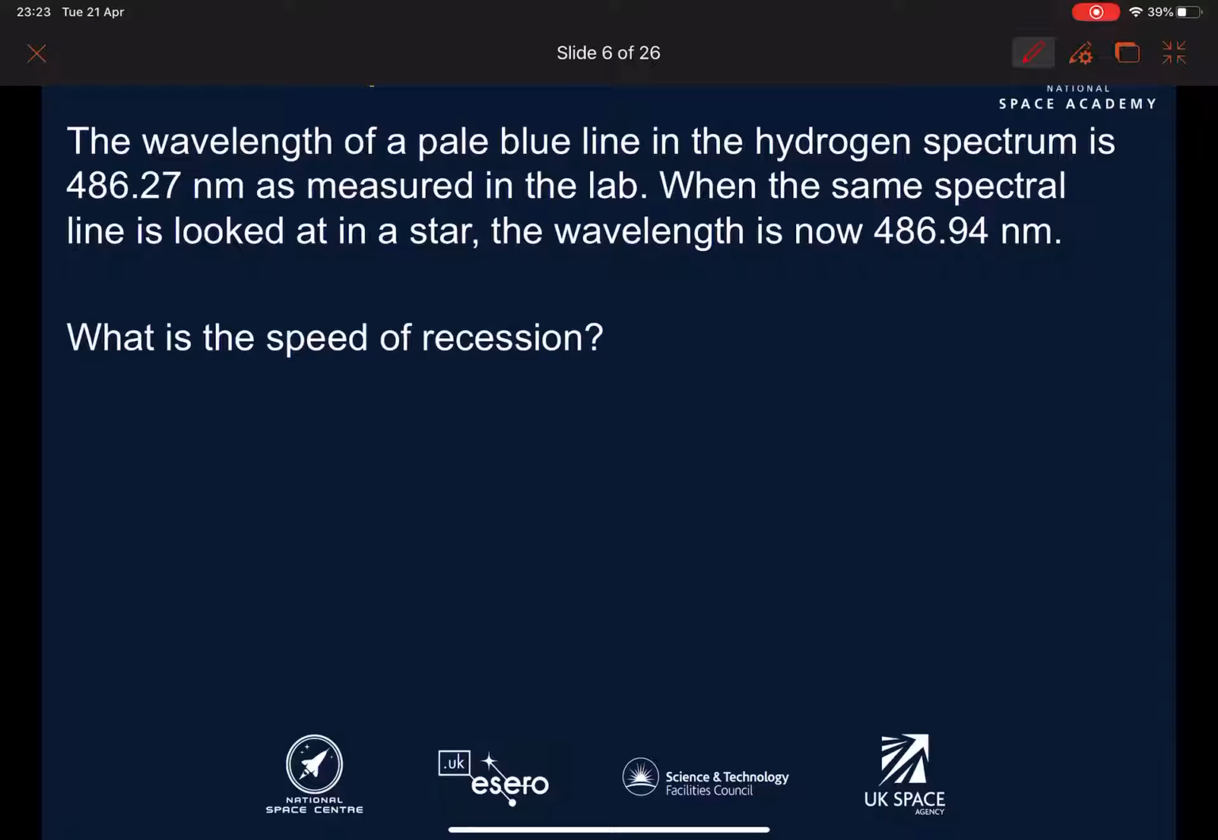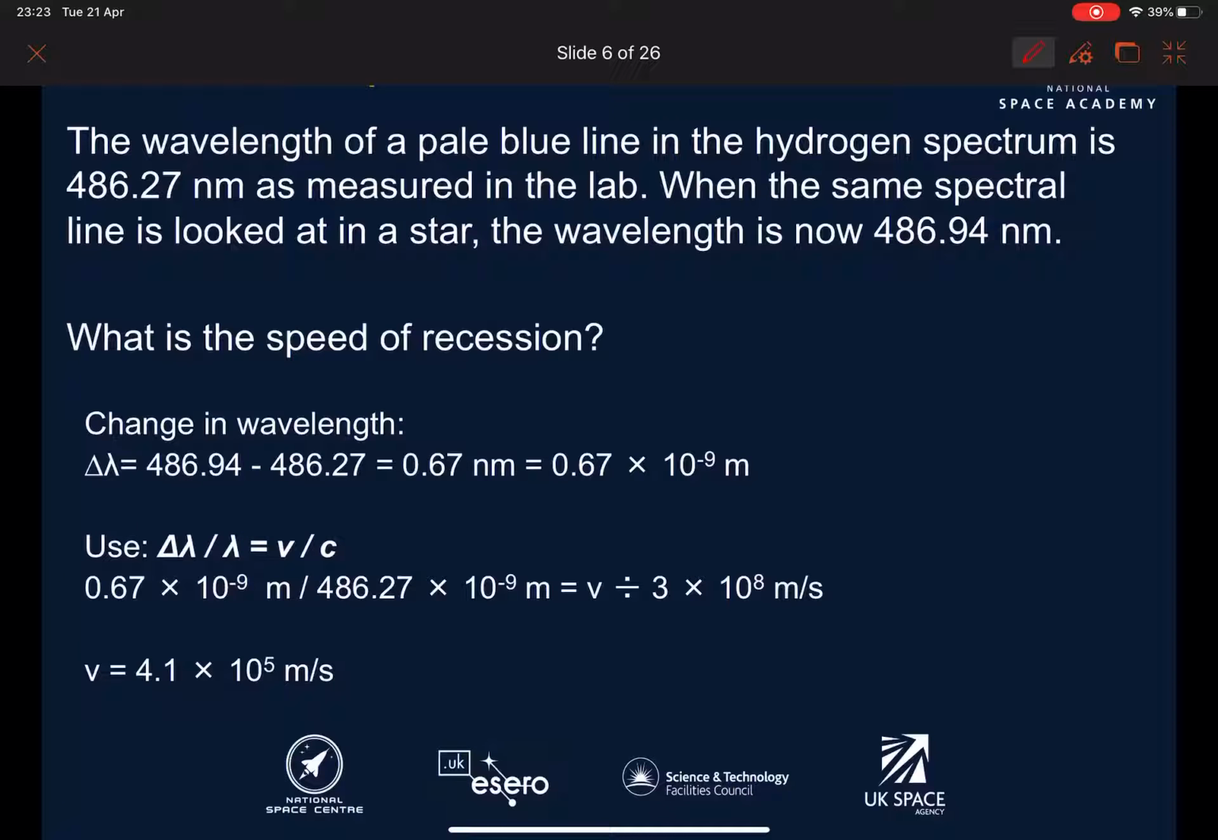And this question here, which you could feel free to pause and try. I'm not going to explain the whole thing, so I don't want it to be too long. But essentially, we're given the wavelength of one of the hydrogen lines measured in the lab using a spectroscope or something. But when we look at this line coming from a star, it's now got a slightly different wavelength. We're going to put it into that equation, as I mentioned before, change in wavelength over wavelength. That's going to give us speed of the movement of the star over the speed of light, rearrange because we know the speed of light, and we work out that this is the speed that the star is moving at. So like I say, pause that if you need to look at that in more detail.